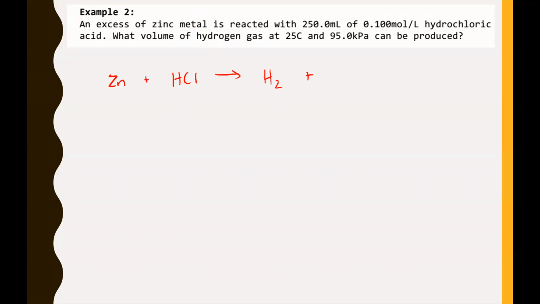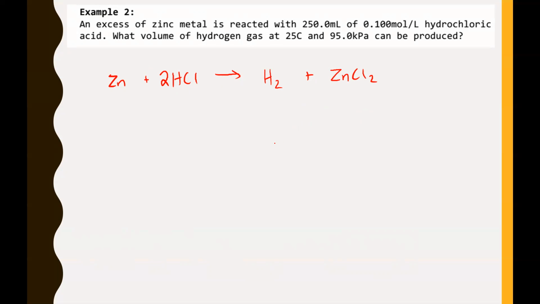And just remember, zinc has a positive 2 charge. Chlorine has a negative 1 charge. So you're going to need 1 zinc and 2 chlorines. To balance this, I think we just have to put a 2 in front of the HCl, because now we have 2 hydrogens on both sides and 2 chlorines on both sides. Looks like we're pretty much good.